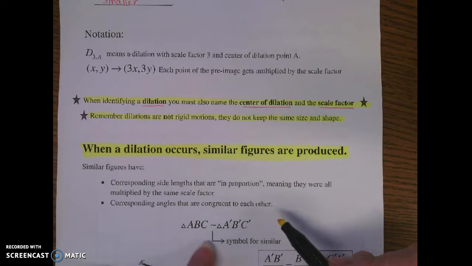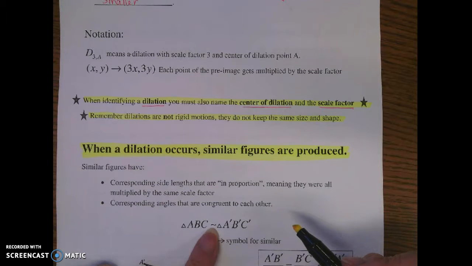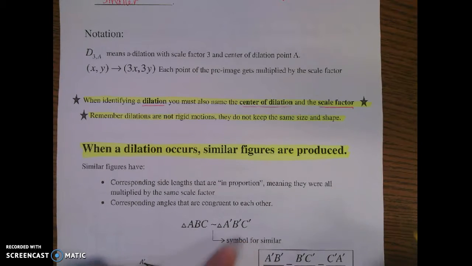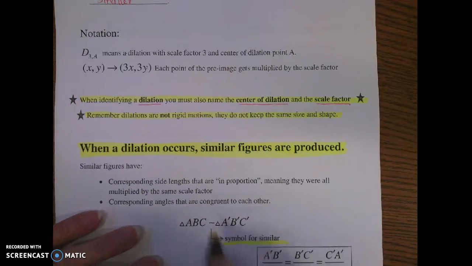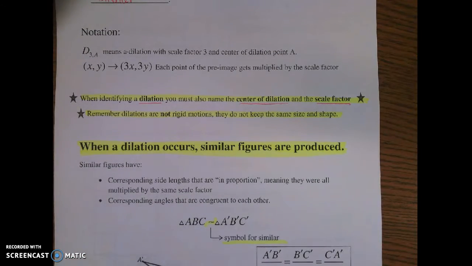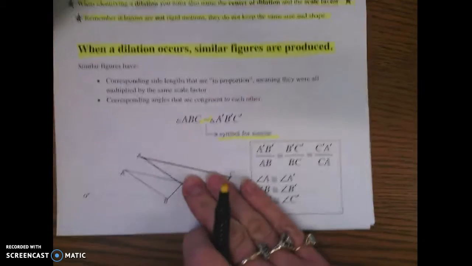There is a symbol for the word similar. So it's right here. It's really the top of the congruent sign. So you're going to say triangle ABC is similar to triangle A prime, B prime, C prime. So this is a new symbol. You need to know it. It's a squiggle. So we're going to be using that a lot. So make sure you recognize that.